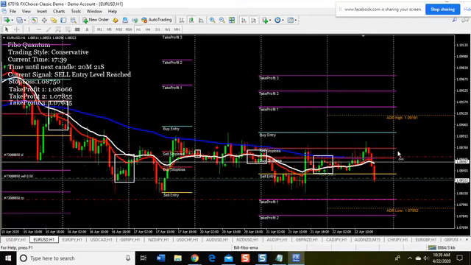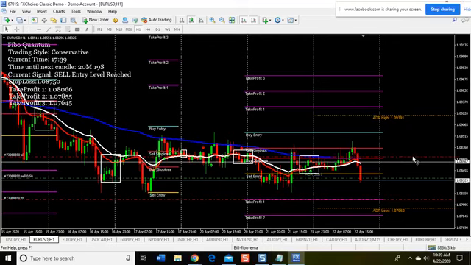And I got to move the stop loss. I have it in the wrong place here. Let me fix it. The stop loss goes right there. So we took the trade. Right now we're in profit a little bit, and we'll see what happens with that.